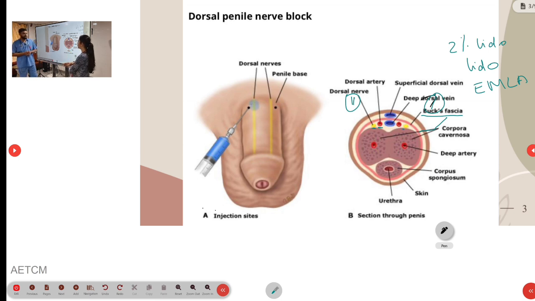Then any other ways to reduce the pain? We can give a dorsal nerve block, a penile nerve block. Before a nerve block, anything else? The dorsal nerve block is an injection, and if you are giving IV analgesic, that is also an injection. So is there any other way to calm the child and reduce the pain a little bit?